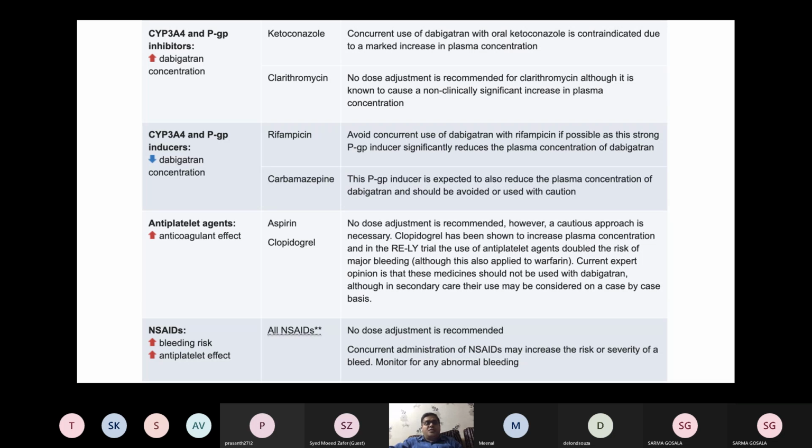Coming to concurrent use of antiplatelet agents, there is no interaction, but definitely the anti-thrombotic effect and anticoagulation effect add up, and there's a higher risk of bleeding. In the RELY trial, when dabigatran was combined with clopidogrel, the risk of bleeding was much higher. So aspirin is still okay, but clopidogrel you need to be careful. Coming to NSAIDs, the bleeding risk and antiplatelet effects get enhanced, with a slight increase in the risk of bleeding.